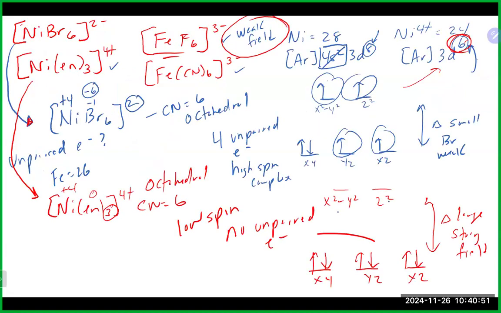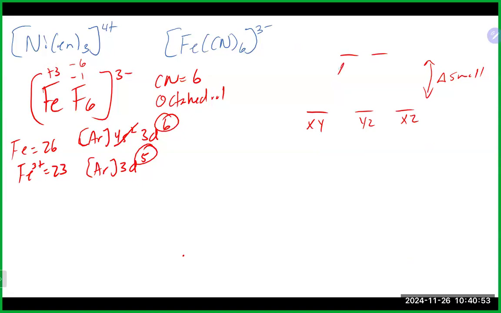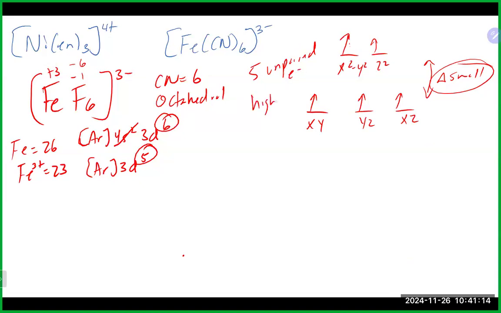And in this case, we will go 1, 2, 3. This being small means no big deal. We'll just go up. And in this case, we actually have 5 unpaired electrons. And that would definitely be a high spin situation.